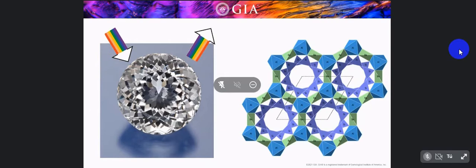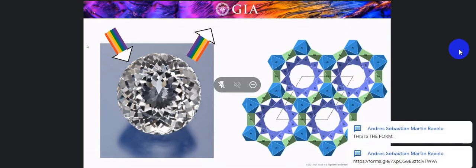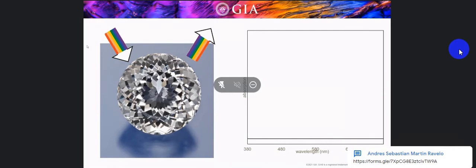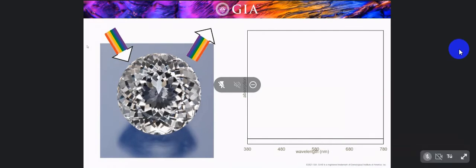So what we would see is that the white light would enter the goshenite, it would bounce around the facets, and it would come back to our eyes without having been absorbed at all. You'd have white light being reflected right back to us. And so if we were to record a visible spectrum of the goshenite, it might look something like this. This is maybe a little bit of an oversimplification, but essentially from about 380 nanometers to 780 nanometers, you would see almost a flat line, because none of the light at any of these wavelengths is being absorbed to any significant extent.